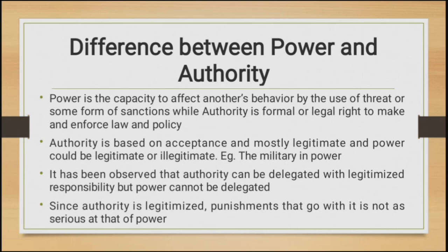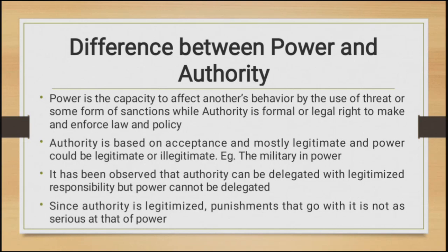So now I'll be running through this because of time. So power is the capacity to affect another person's behavior by use of threats or some form of sanction, while authority is a formal or legal right to make and enforce laws and policy. So you see this difference now. It's trying to even spell out what I've been saying so far.